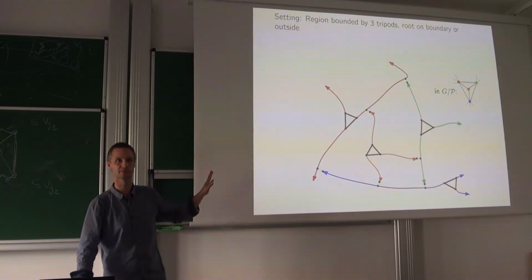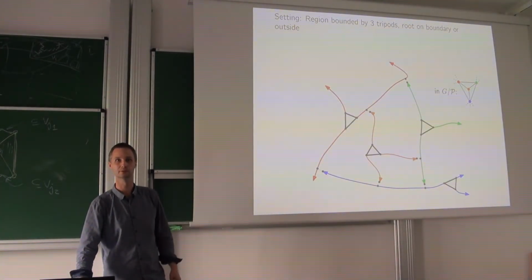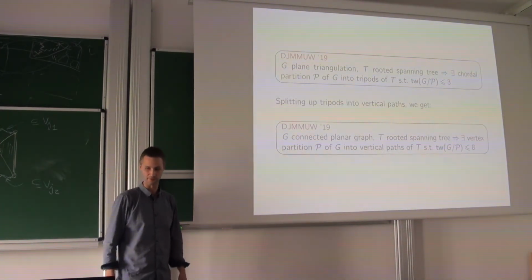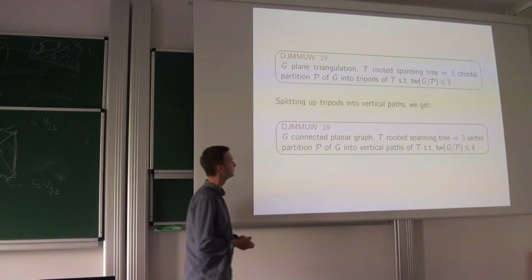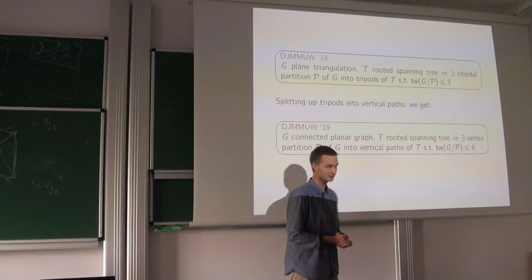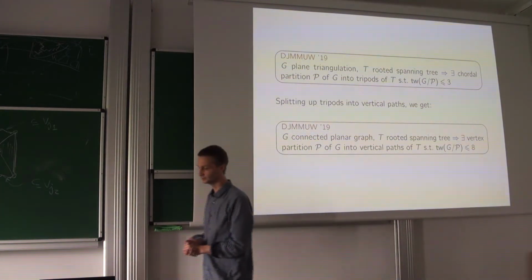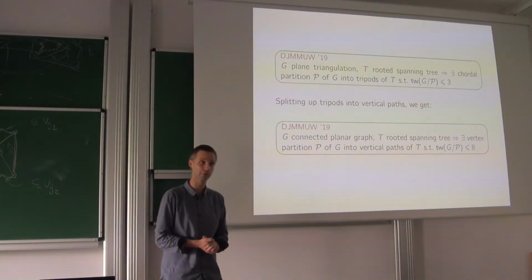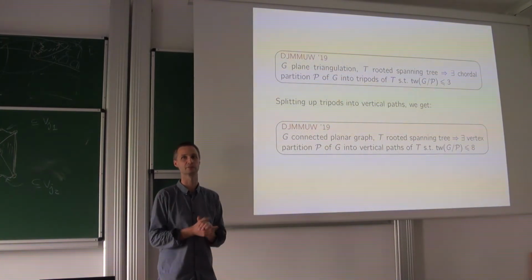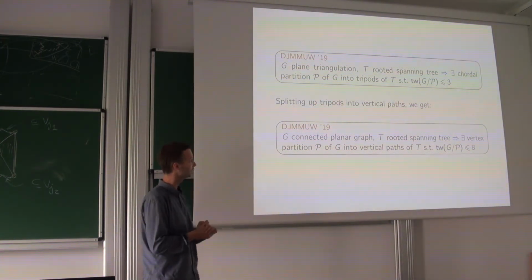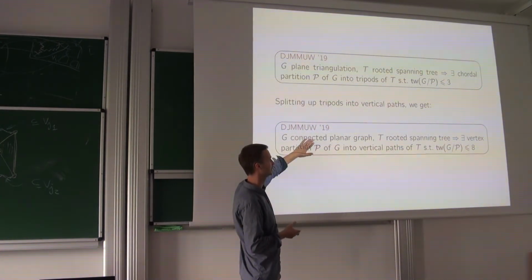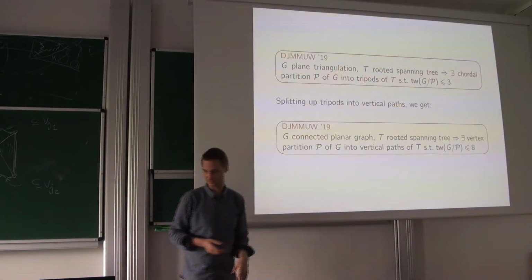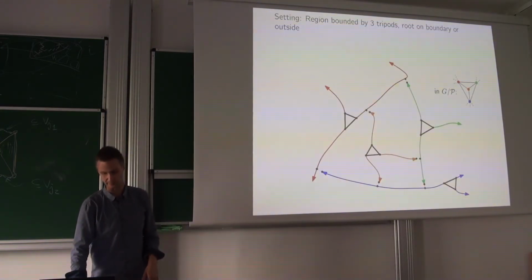No more questions about the proof? Okay, let me continue then. So that was the heart of the proof. If you have a plane triangulation and a rooted spanning tree, you have a partition into tripods so that the quotient graph has treewidth at most three. Now, I promised you that this would actually imply this previous theorem that we discussed. Let's quickly see why that's the case.